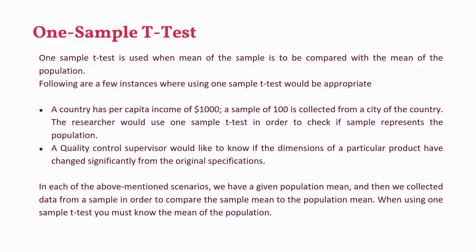Now, following are a few instances in which a one sample t-test would be appropriate. For example, a country has a per capita income of $1,000. A sample of 100 is collected from a city of the country. In theory, the sample of 100 should have a per capita income of $1,000 on average. So the researcher would like to use a one sample t-test to check whether this sample actually represents the population or not.